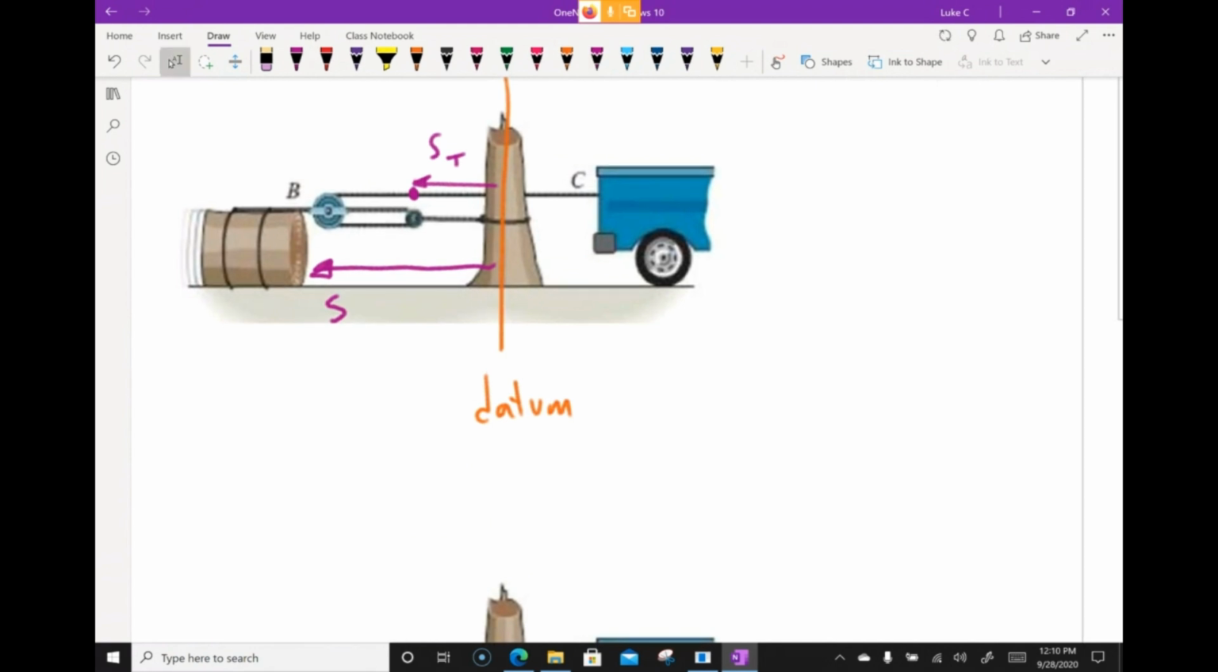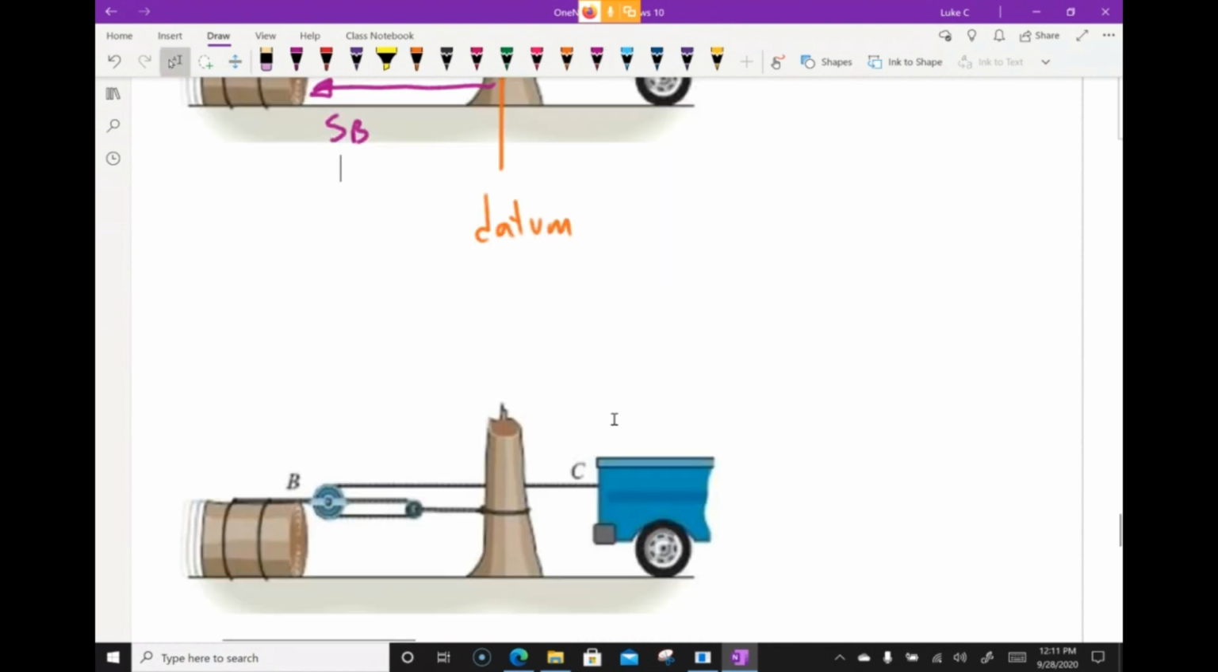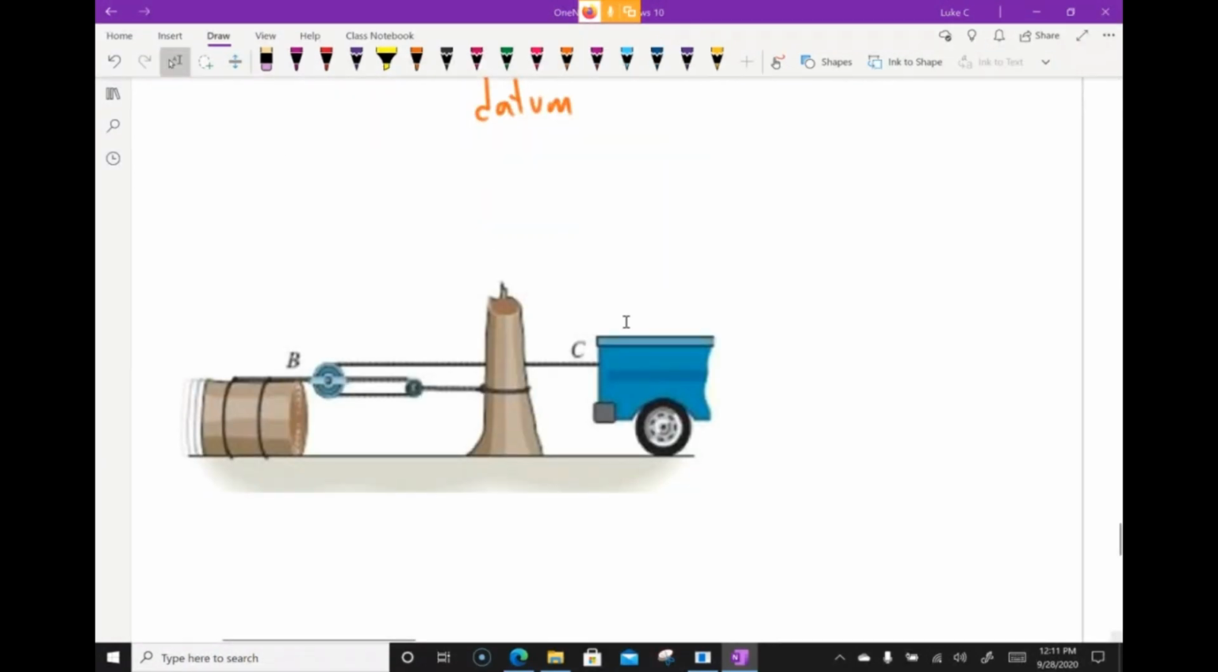Oh, it froze. B. So what do we do? We labeled, we picked a datum. It's like a station point. This truck is kind of acting as a motor. We picked a point on the left of the datum. And why don't I show you something else you could do?